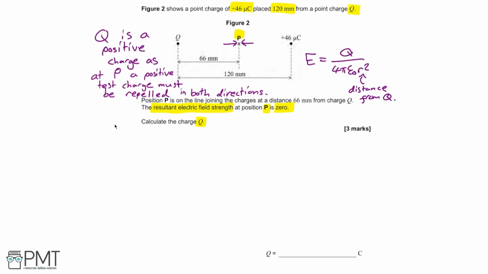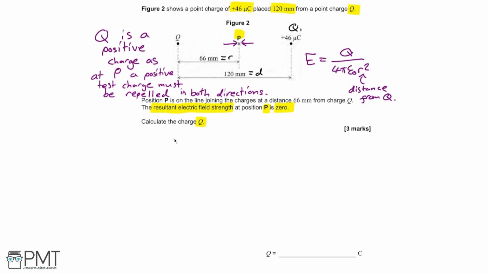In order to make progress then, we need to consider the resultant electric field strength, since we're told that this is 0. In order to make the notation easier, I will call the 46 microcoulomb charge Q1. I'll call 120 millimeters D, and I'll call 66 millimeters R.